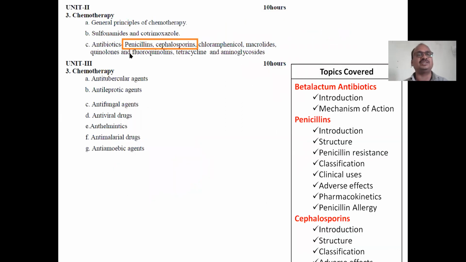So this is about your syllabus, penicillins and cephalosporins. See the highlighted points. These are the topics I have covered here: beta-lactam antibiotics, penicillins, cephalosporins, all the introduction and structure. What is penicillin resistance? Classification of penicillins, clinical uses, adverse effects, all this we will cover in class.